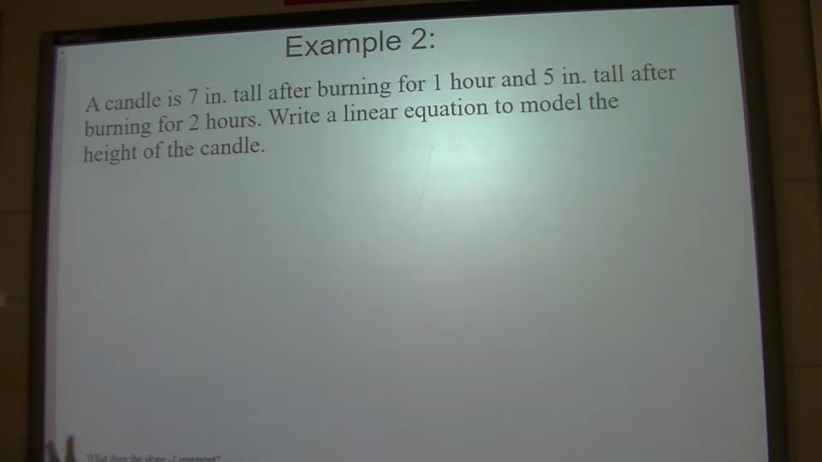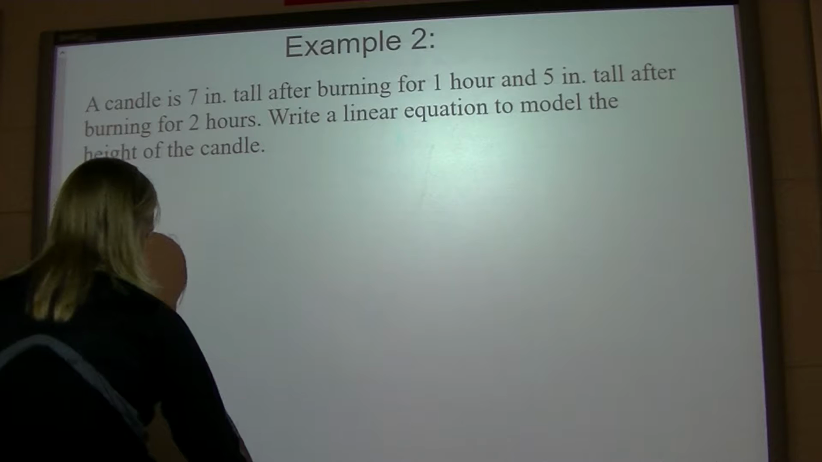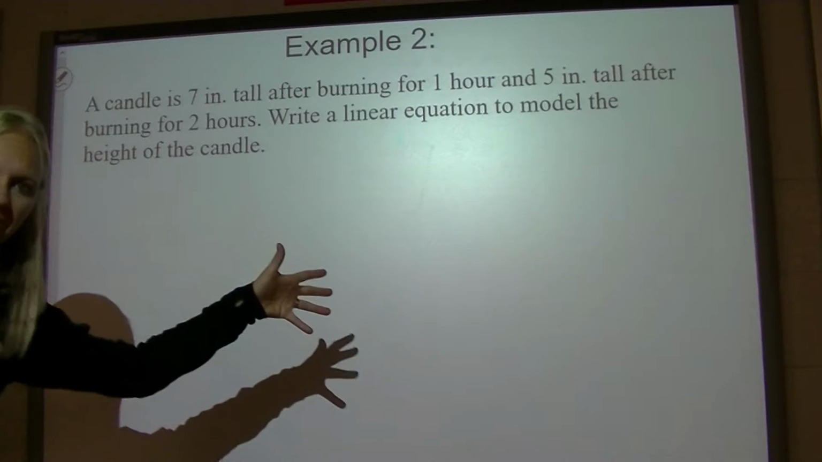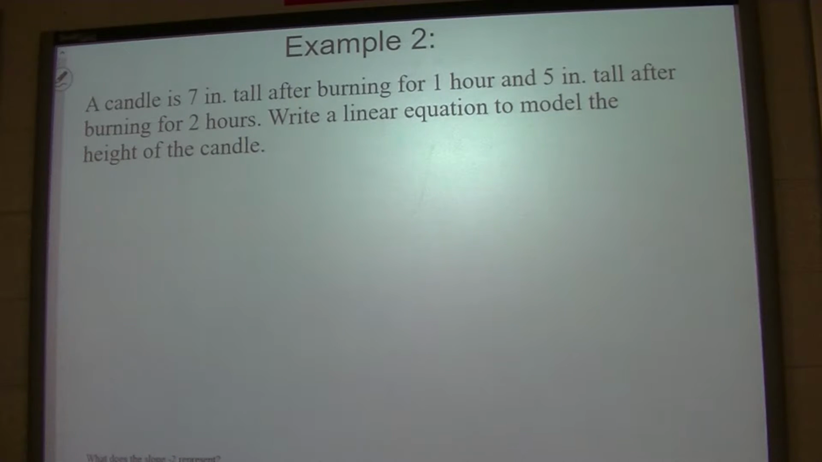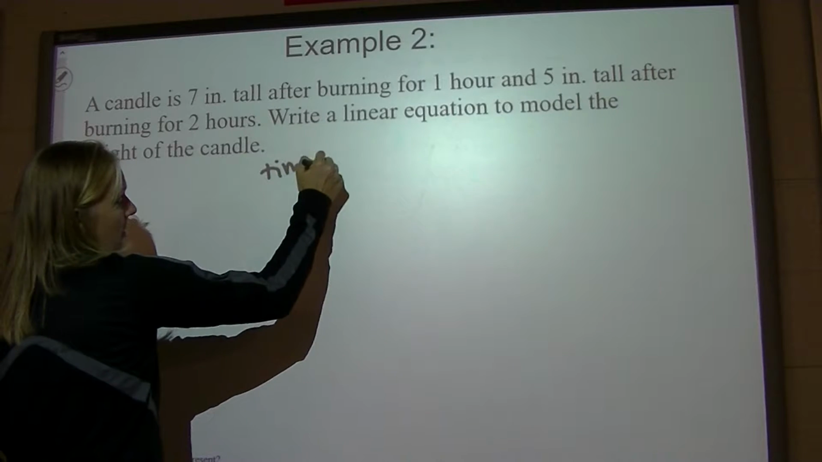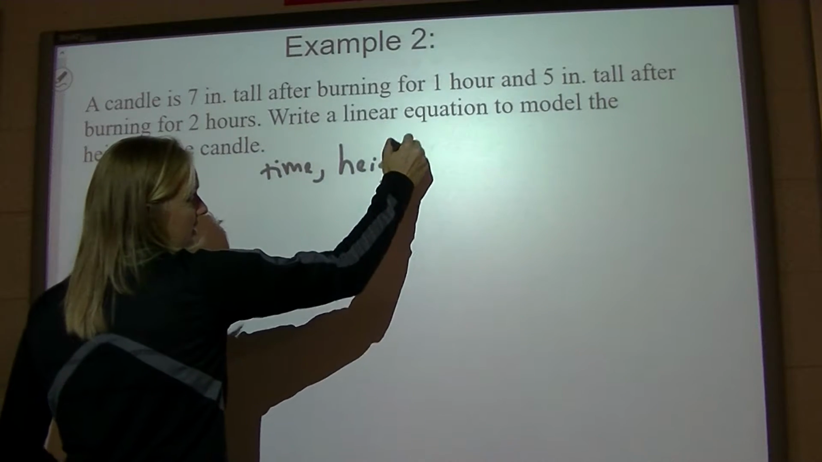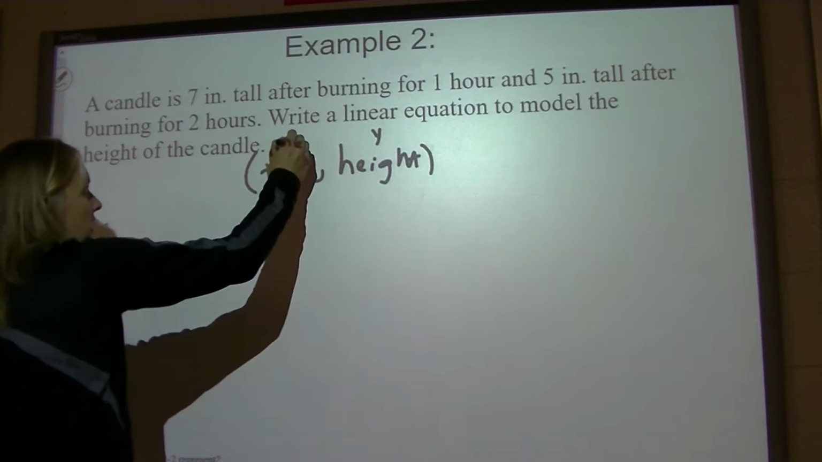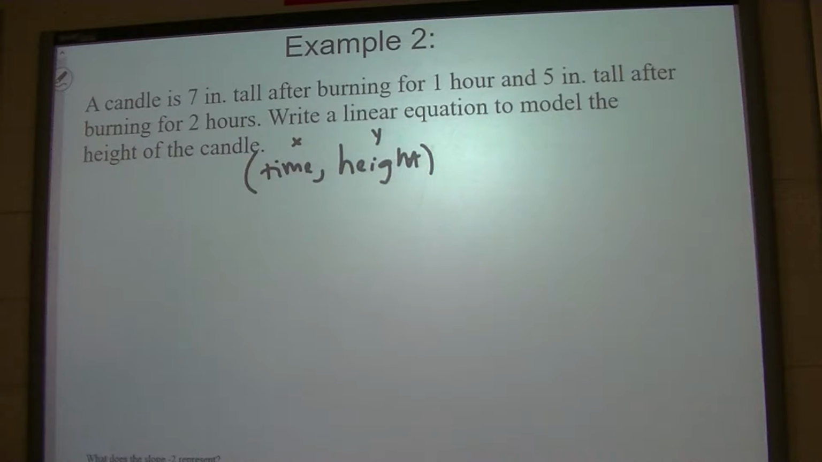Okay, part 2, example 2. A candle is 7 inches tall after burning for 1 hour and 5 inches tall after burning for 2 hours. Write a linear equation to model the height of the candle. Okay, so it's kind of inadvertently giving you 2 ordered pairs. So I'm going to say time and then height, because height is a function of time, so height is always going to be your y, and time will always be your x. I don't have to graph this, so I won't.